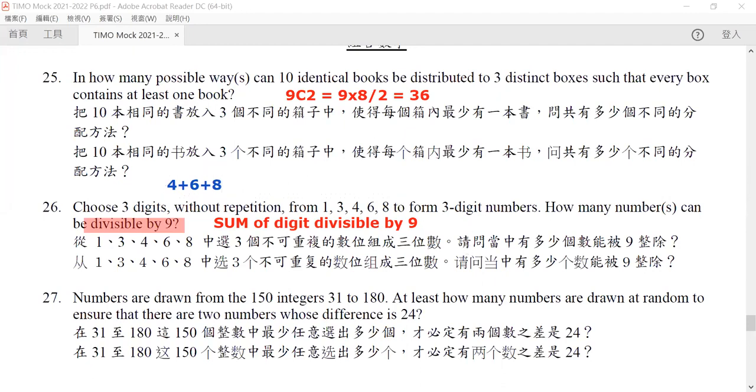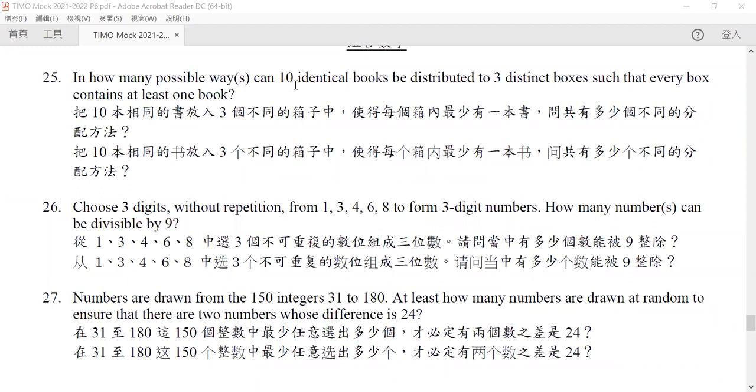So there's only one way of doing this. So the number of ways is rearranging these 3 numbers. So the number will be equal to 3P3, which is 3 times 2 times 1, and hence it will be equal to 6. So this is the answer of 26.